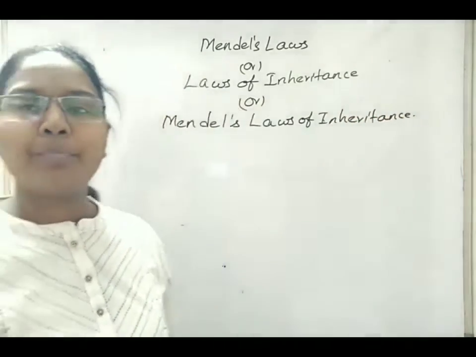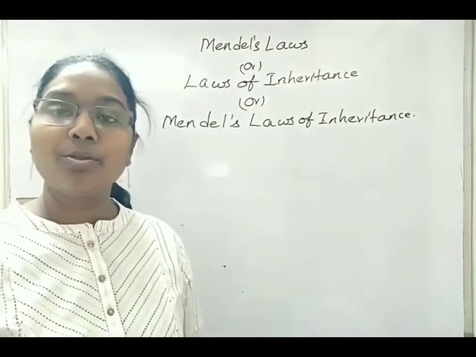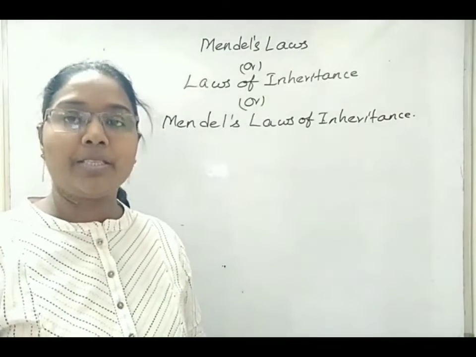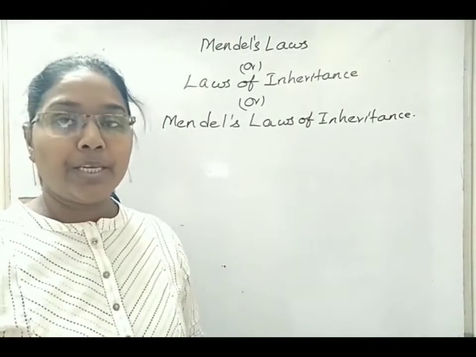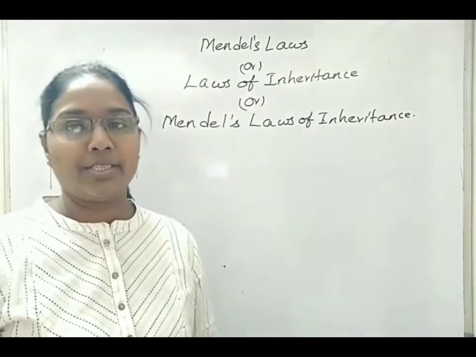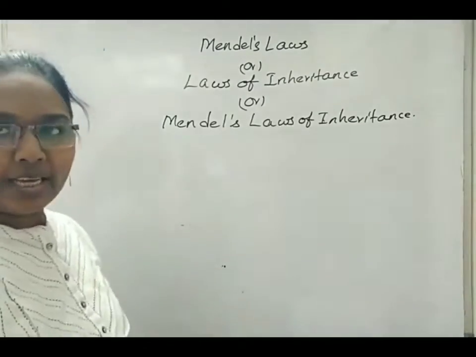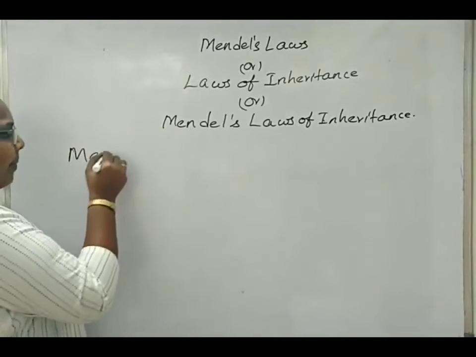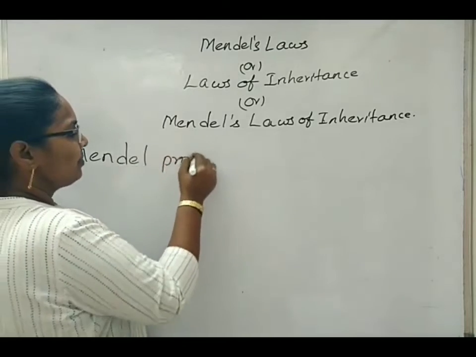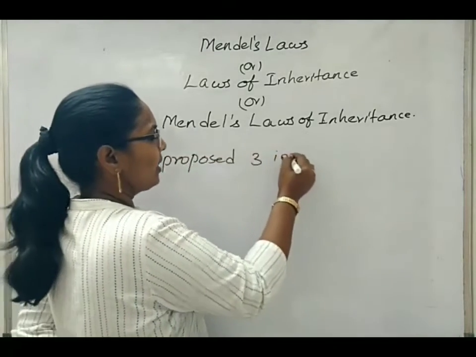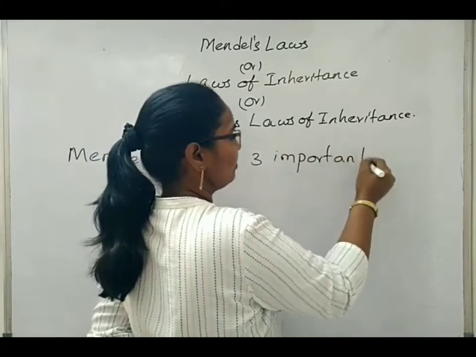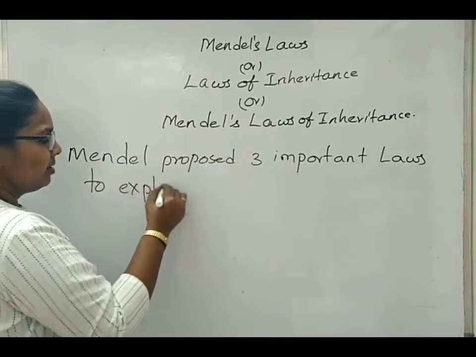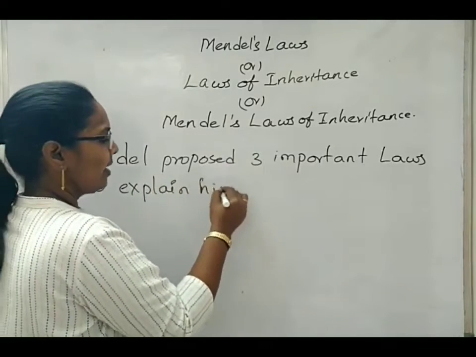So, Mendel proposed three important laws to explain his experiments. Already we learned that Mendel's experiments were published with the name Experiments with Plant Hybridization. About that book, we have heard the term. Now we will see the laws given by Mendel, the three important laws to explain his experiments.